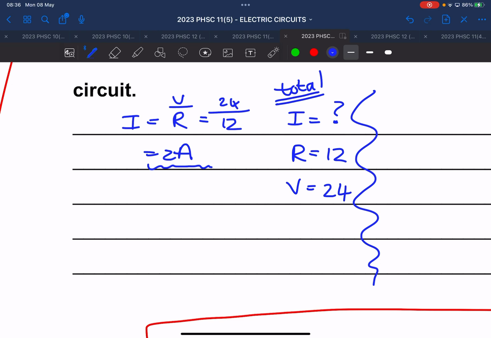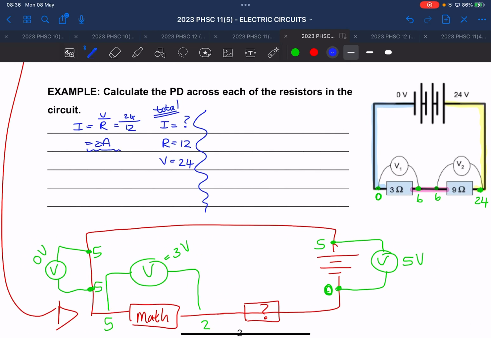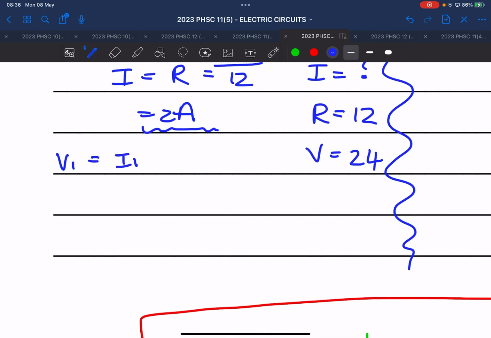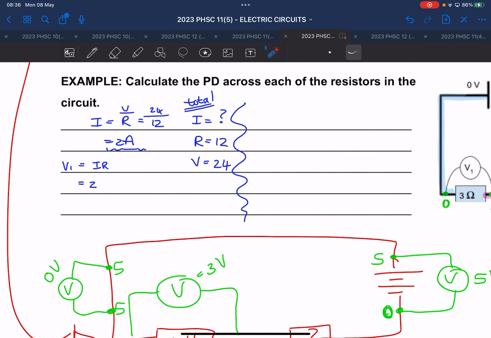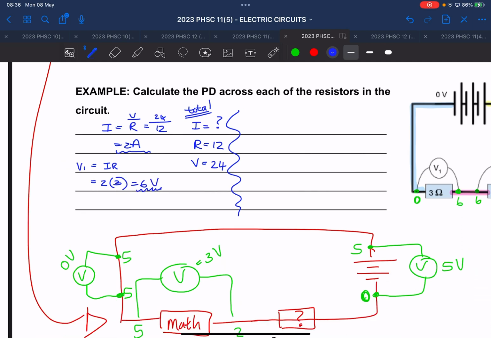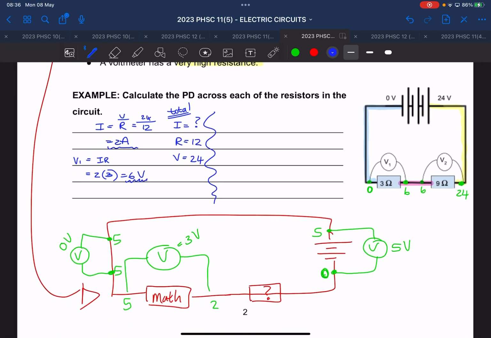Right, now we want the volts. Let's say we want voltmeter V1. V1 is current times resistor. The current through it is that 2 amperes because the total current passes through it. And the resistor that V1 measures is the 3 ohms. Times 3 gives you 6 volts. Okay, so you can see there 0, 6, that is 6 volts.